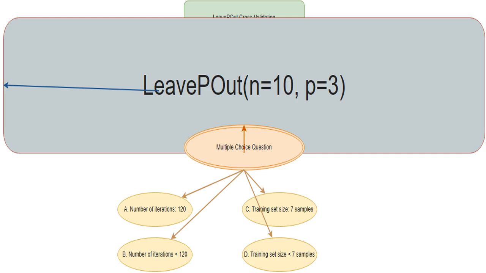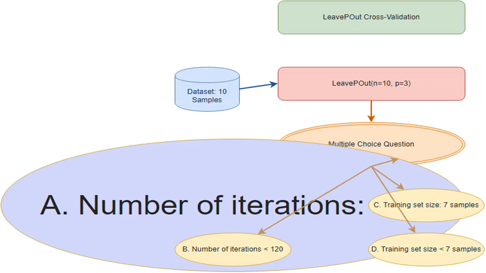I am using LeavePOut with 10 total samples, N equals 10, and I'll leave out 3 samples for testing, P equals 3, in each trial. It's like shuffling a deck of cards and repeatedly dealing out 7 cards for practice, then setting aside 3 for testing each time.